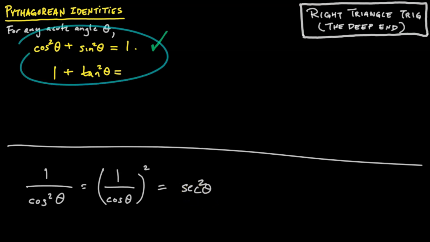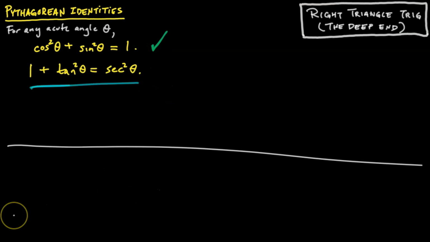So going back to our picture here, we're dividing both sides by cosine squared theta. On the left, we get 1 plus tangent squared theta. On the right, we get secant squared theta. And that's it. That is our alternative Pythagorean identity. We don't use it as often as this one, but it definitely has its uses, as you will see in calculus.